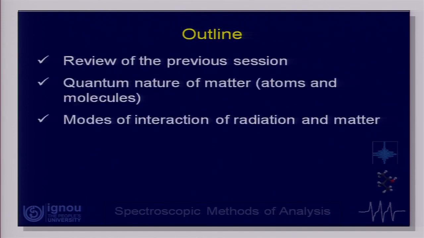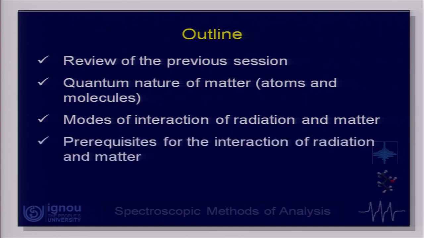Thereafter, we will take up the quantum mechanical nature of matter, that is atoms and molecules. Having done that, we will move on to different modes of interaction possible between radiation and matter. And then we will take up what the prerequisites are, that means the preconditions required for the interaction of radiation and matter. And then towards the end, we will sum up what we do in today's session.